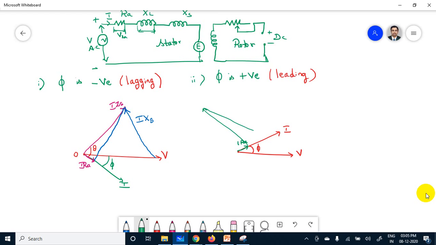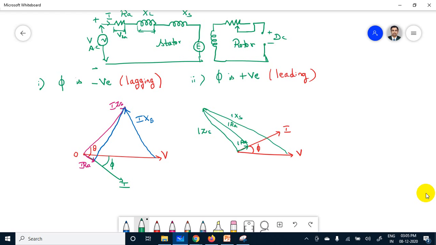Okay, and join this line, and I can join this line. This line will be I into ZS, and this line will be I into XS. This line will be I into RA. Okay, so this is nothing but leading power factor.